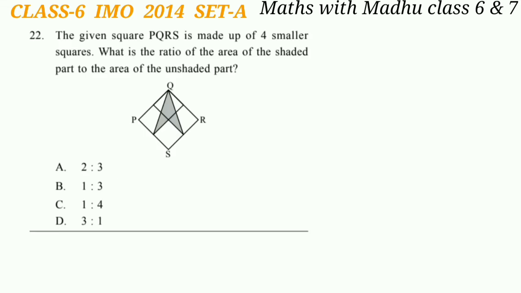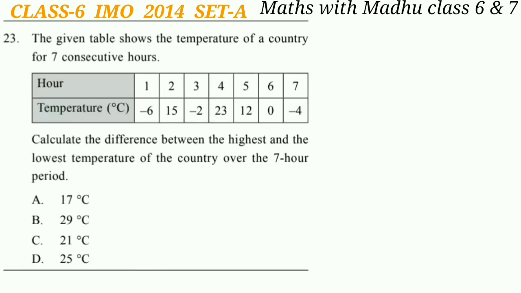Now question 22. The given square PQRS is made up of 4 smaller squares. What is the ratio of the area of the shaded part to the area of the unshaded part? Look at the figure carefully. The fraction of the shaded part is 1 by 4 and the fraction of the unshaded part is 3 by 4. So the ratio will be 1:3, which is option B. Now question 23.